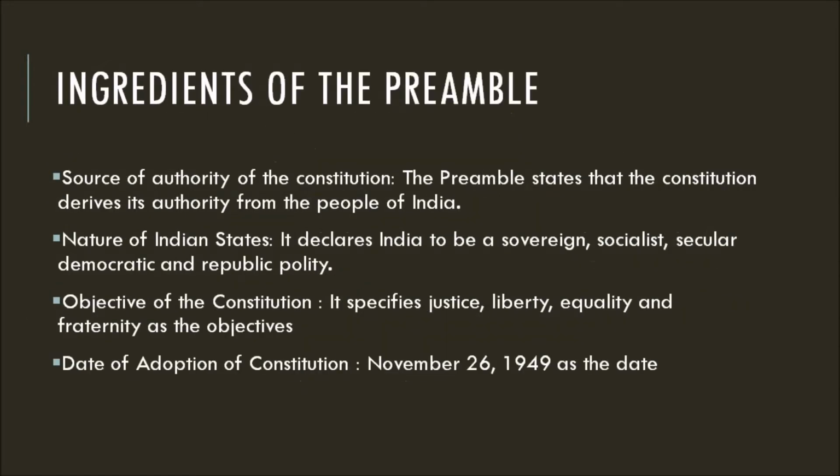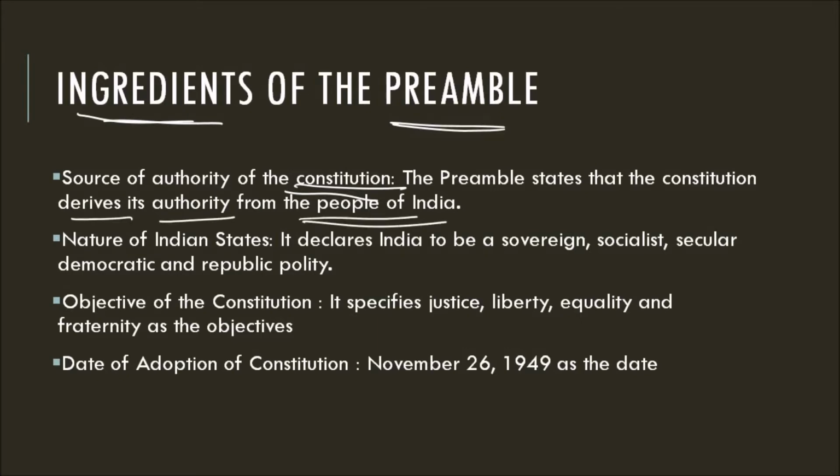Right? Now let us discuss the ingredients of the preamble. The first thing, the preamble tells us about the source of authority of the Constitution. That means from where the Constitution derives its authority. In the first line of the preamble, it is written that we, the people of India, having solemnly resolved to constitute India. That means the preamble states that the Constitution derives its authority from the people of India.